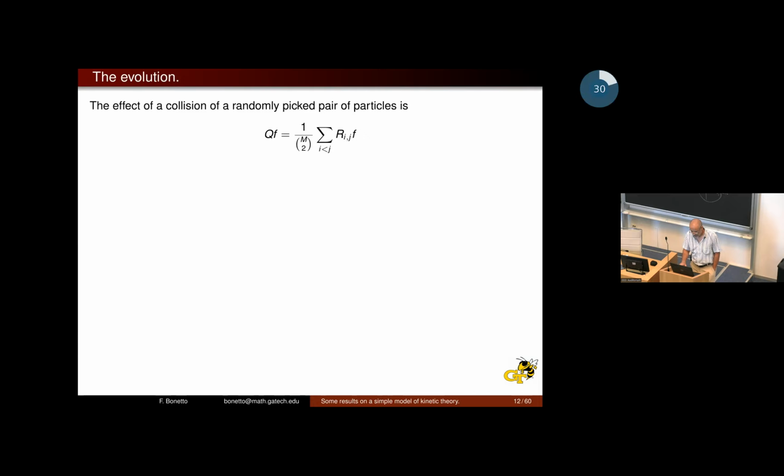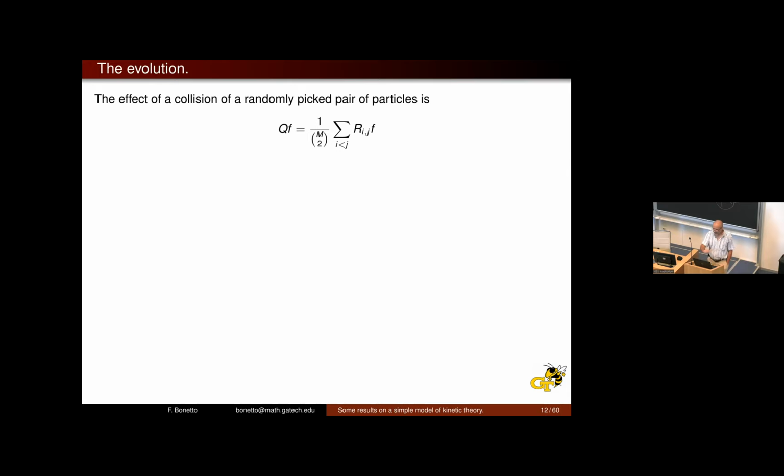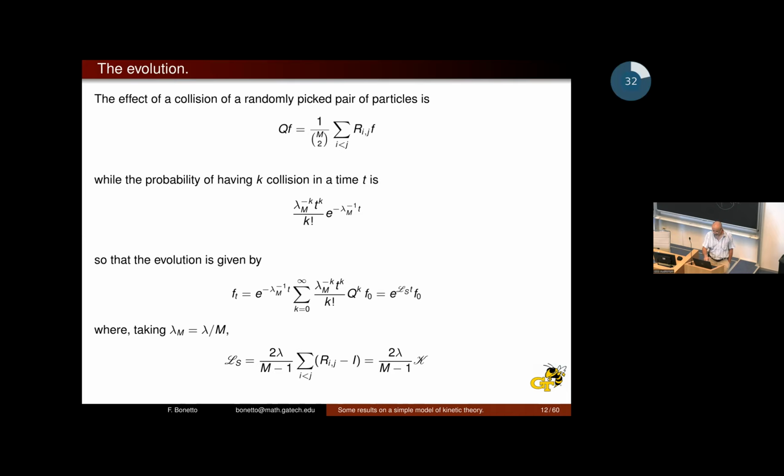And then we said that the idea of picking a pair of particles at random just means that I take the average over all the possible pairs of collision. I will always only consider i less than j, and so you have 1/(m^2) pairs. And then my rule before tells me that the number of collisions in a time t is Poissonian with intensity lambda m. So the probability of having k collisions in a time t is given by that Poissonian weight. And so now I can say that the effect of all the collisions in time t is given by this sum: I have to sum over the effect of all possible numbers of collisions, times the probability that I had that number of collisions.